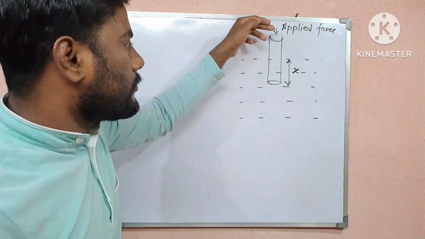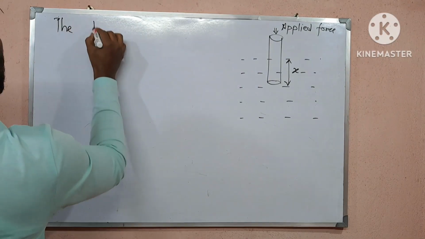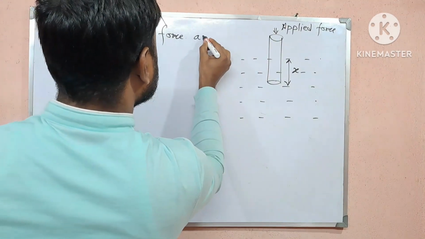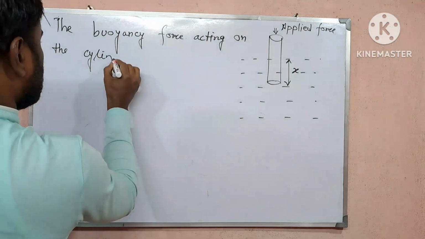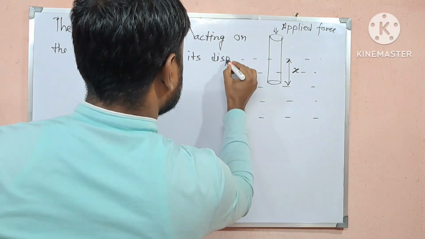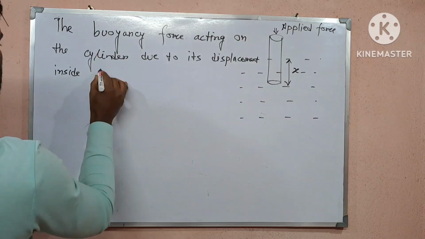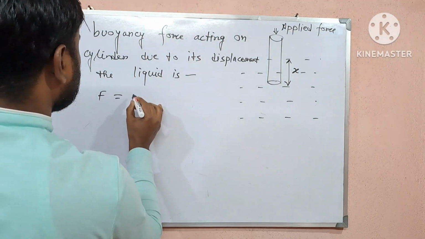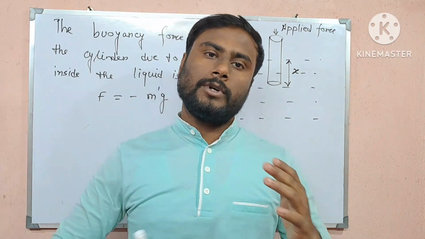Now due to this displacement, some buoyancy force will act on this cylinder. The buoyancy force acting on the cylinder due to its displacement inside the liquid is F equal to minus m prime g. M prime is the mass of the displaced liquid. So how will we calculate m prime?